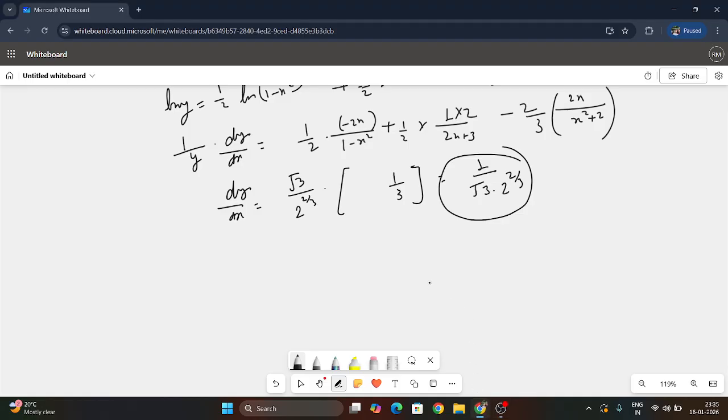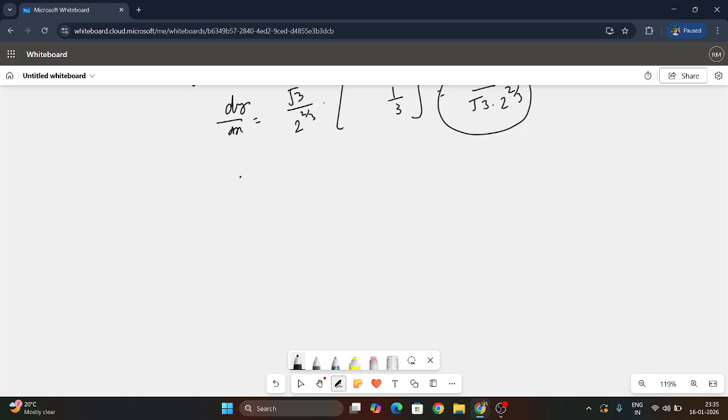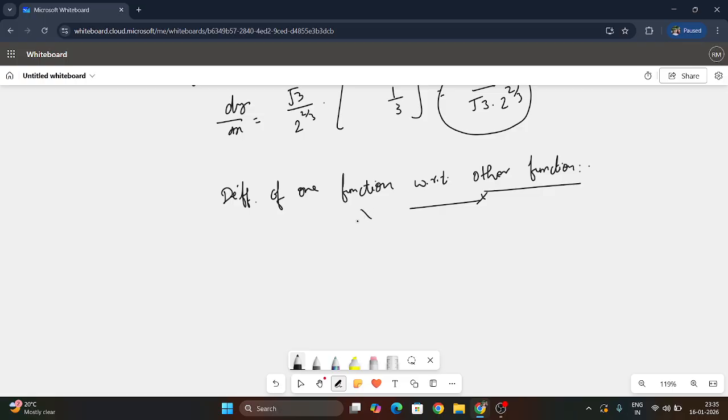Don't worry, we are going to start other thing, and that is differentiation of one function with respect to other function. Okay, I think it is clear to you. Differentiation of one function with respect to other function.